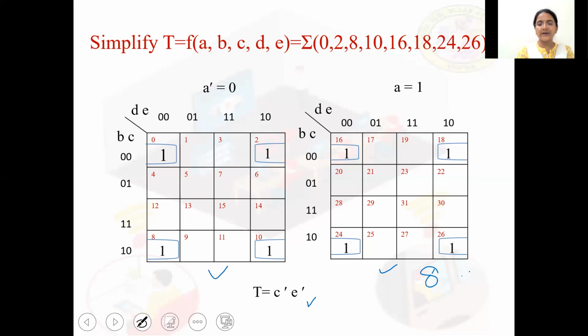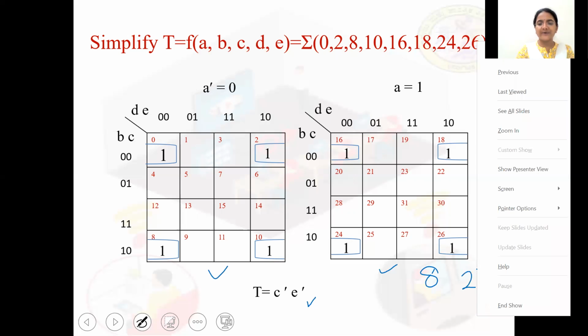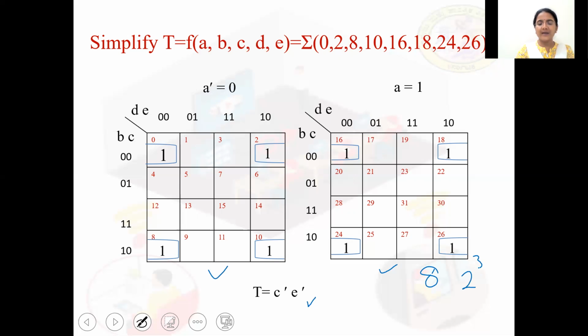Since we can form an octet, 2 power 3, we are grouping 2 power 3 cells, that is equal to 8 cells. How many variables do we have in the function? 5 variables. 5 minus 3, where 5 is the number of variables in the function and we are grouping 2 power 3 cells. Then how many variables will we have in the term? 2 variables. Since our minterms are in both K-maps, A bar equal to 0 and A equal to 1, we eliminate variable A.